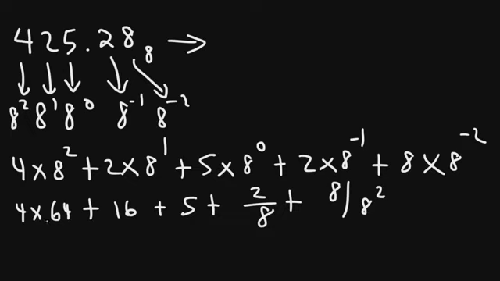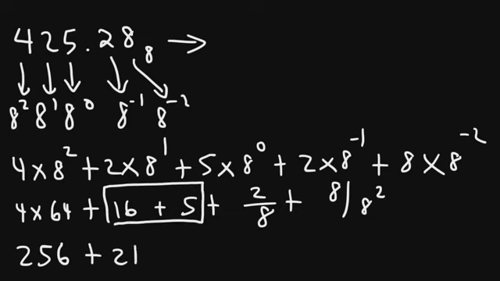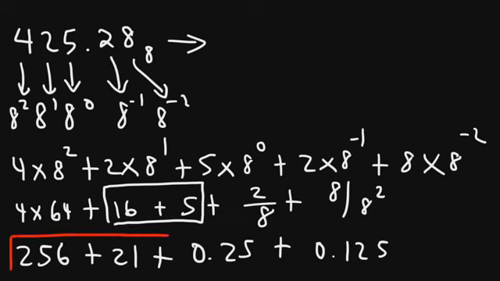So 4 times 64, that's 256. Now we can add 16 plus 5, that's going to be 21. And then 2 over 8, or 2 divided by 8, that's 0.25. And then 8 divided by 8 squared, or 8 divided by 64, that's 0.125. Now let's add up the numbers.